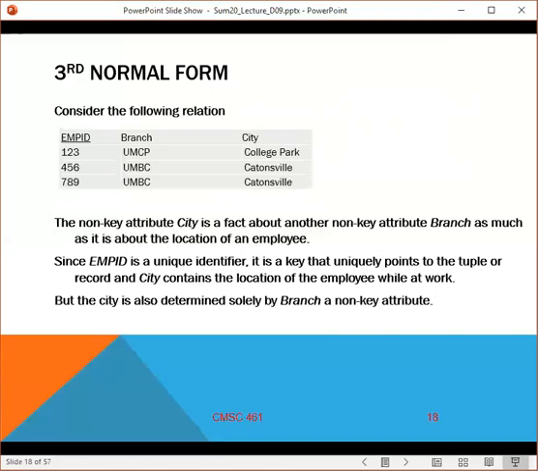Now, employee ID is a unique identifier. So again, it uniquely points to the record, and the city is determined by the employee ID. But the city is also determined solely by branch. If you know the branch, which is a non-key field, that determines the city, which is a non-key field. This is a transitive dependency.